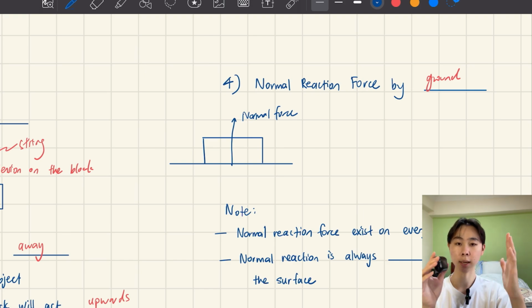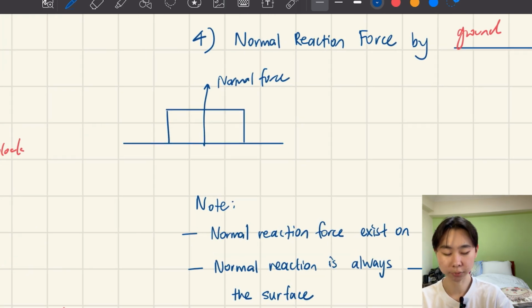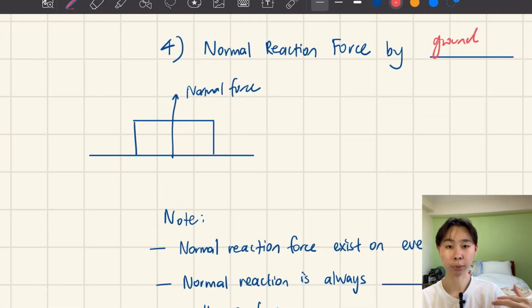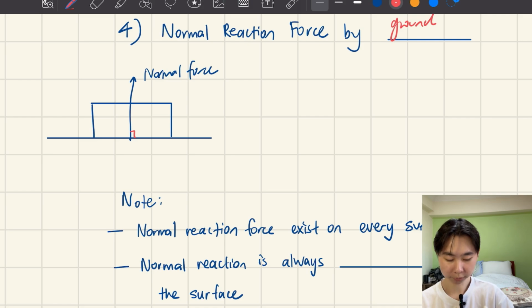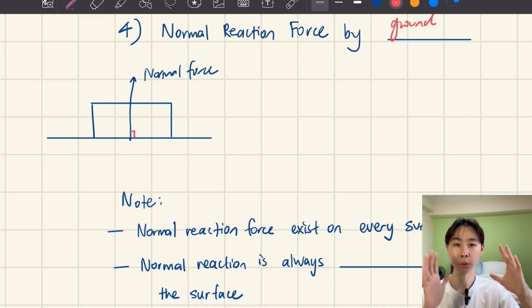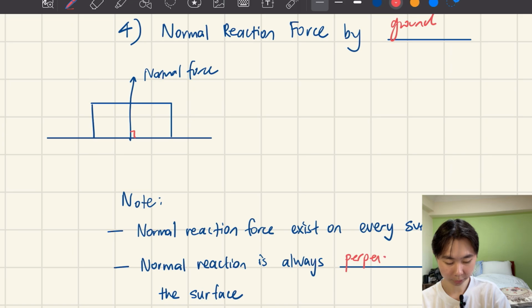If I have this thing here and I'm pressing it on my hand, same thing, I will have normal reaction force exerted on this object as well as my hand. In this scenario, the normal reaction force that we want to care about normally is the normal reaction force on the block. In this case, it will be acting perpendicularly upwards from the ground on this block. So take note, normal reaction force exists on every single surface. Whenever you have two surfaces in contact, there is normal reaction force. And secondly, normal reaction force is always perpendicular to the surface.